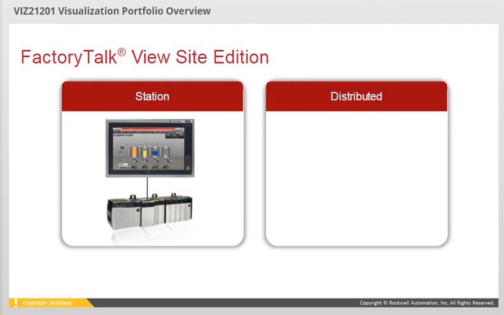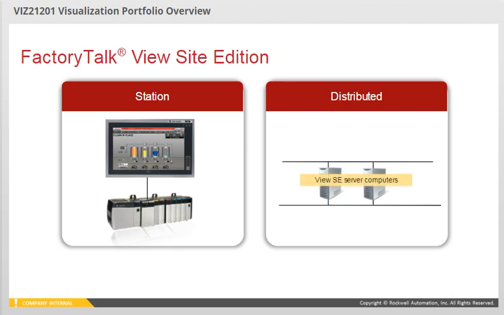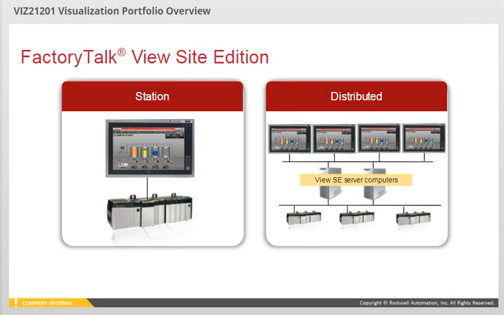A more common use of the platform is in distributed applications, where FactoryTalk View SE servers collect information from multiple controllers and run services such as alarms and events. View SE client computers then connect to these View SE servers to actually display information to users. The runtime software for these distributed applications consists of several software components requiring multiple licenses.